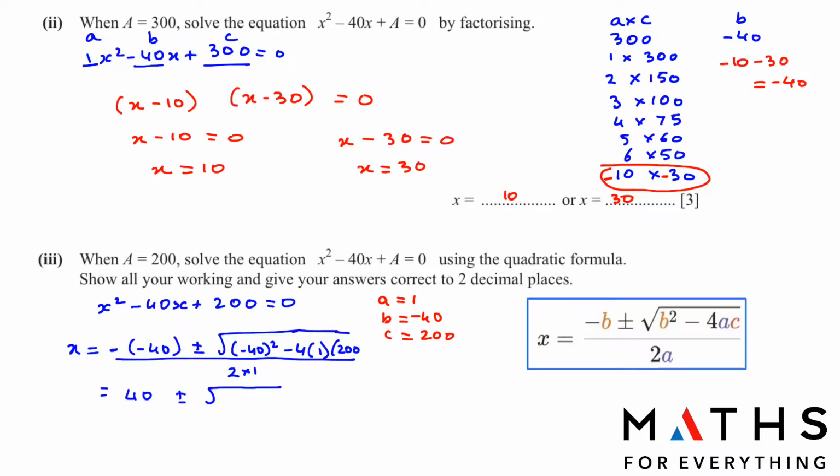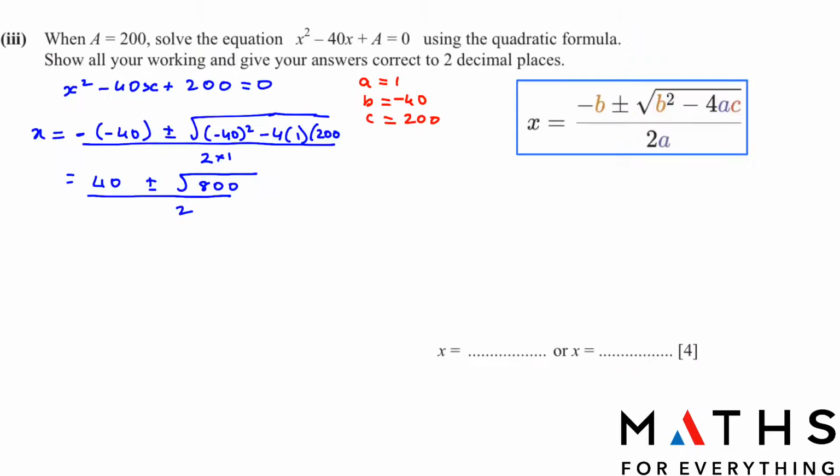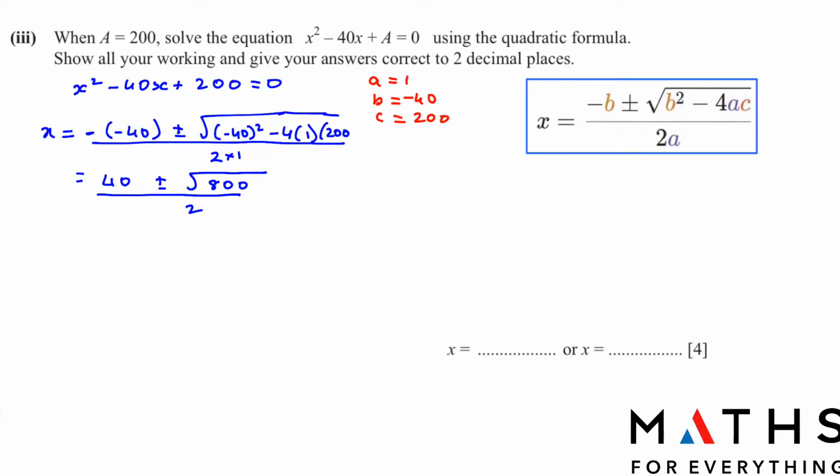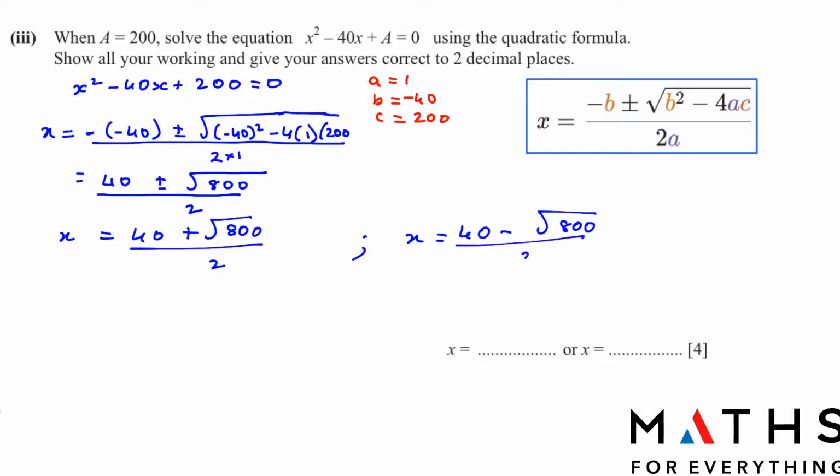What is inside the bracket? Put it in the calculator. You will get 800 over 2. Now separate them and write. Write x is equal to 40 plus square root 800 over 2, and x is equal to 40 minus square root 800 divided by 2.